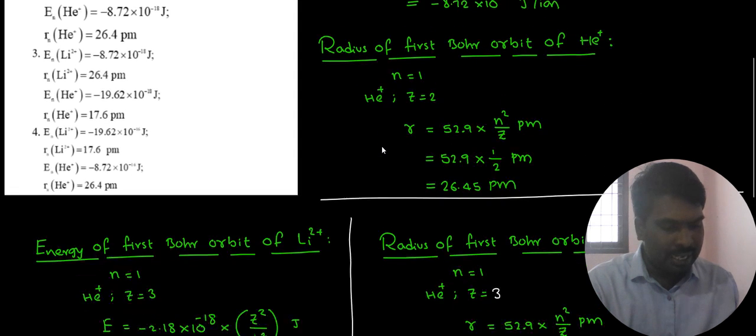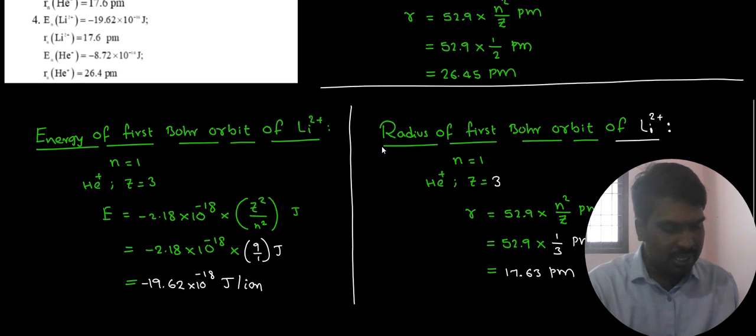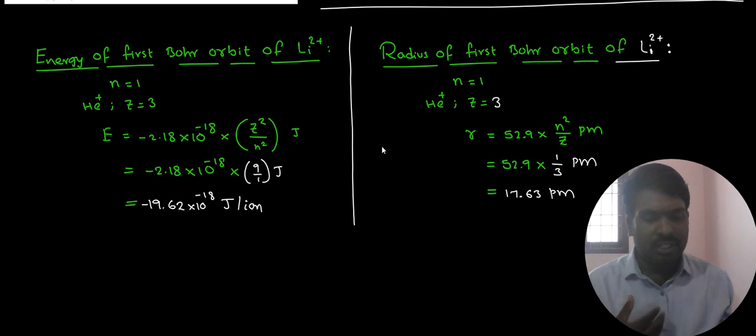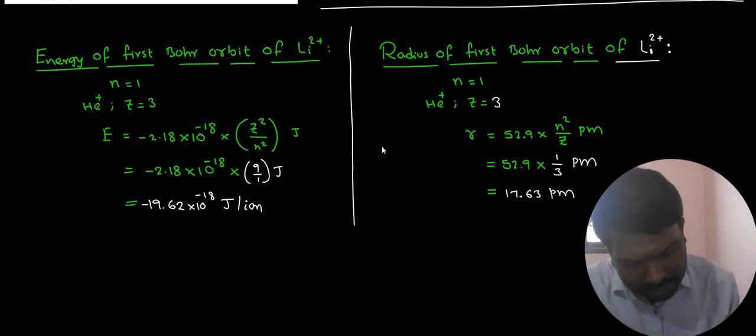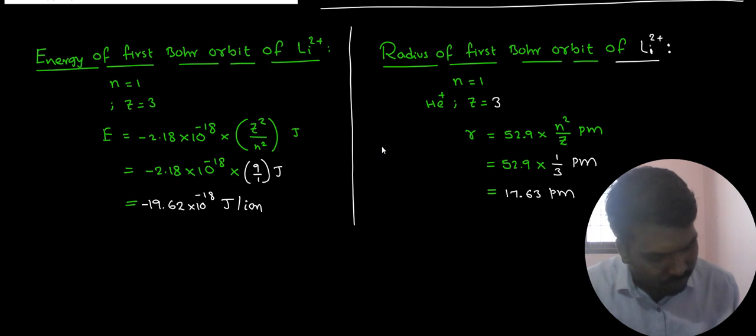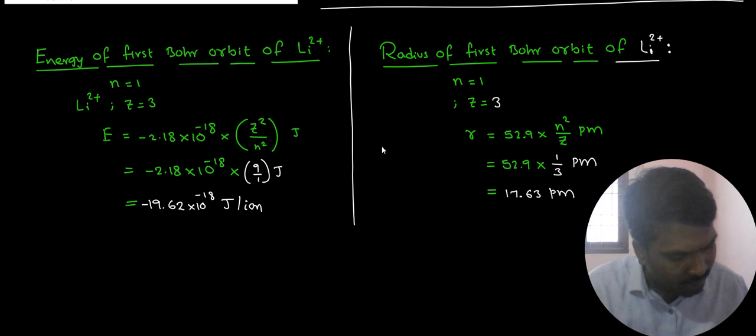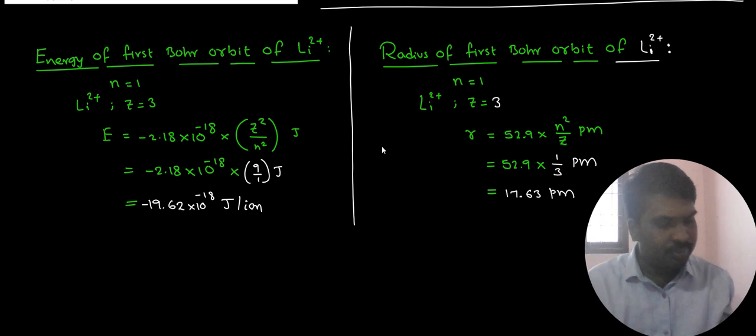Similarly, we can calculate for lithium 2 plus. n value 1. And here for lithium 2 plus, what is the Z value? For lithium 2 plus, Z value 3. Clear?